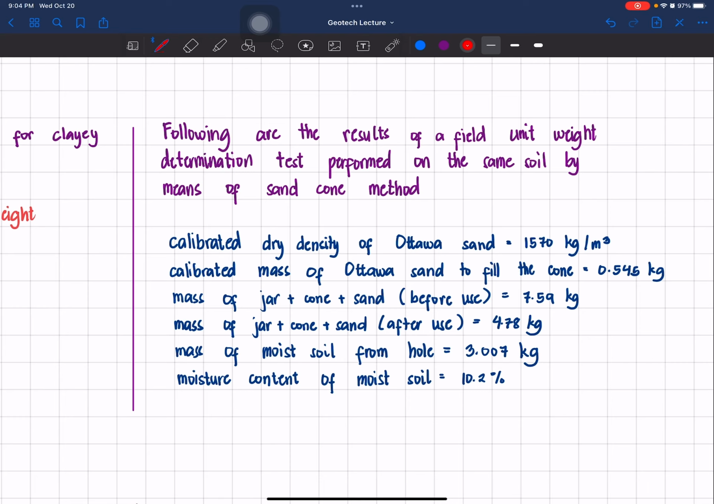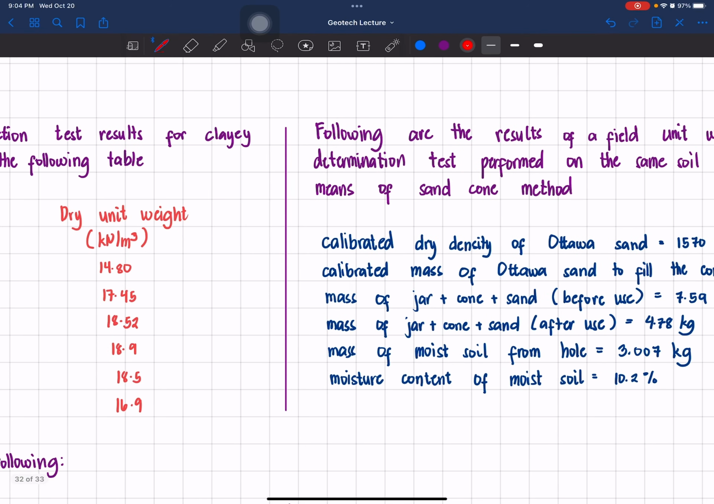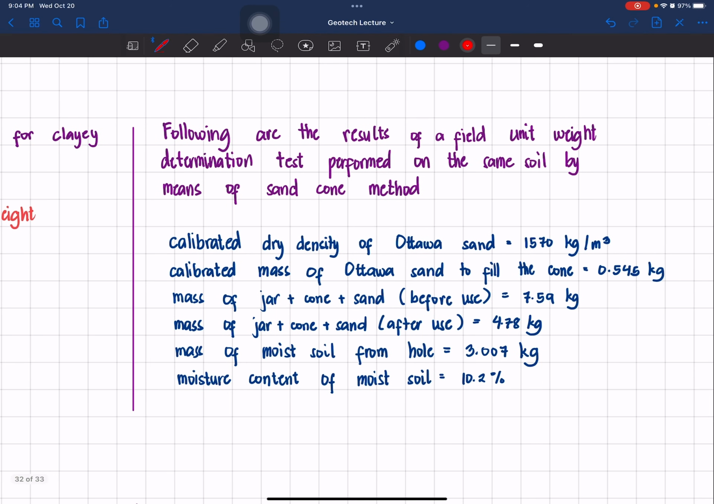Okay, so, pe-perform natin yung ating, ang tawag doon, sand cone method in determining the field unit weight of the soil. Okay? Wait lang, nababahinga ako, no? Excuse me. Ayan, medyo masama yung pakiramdam ko, guys. So, pagpasensyahan nyo na, okay?